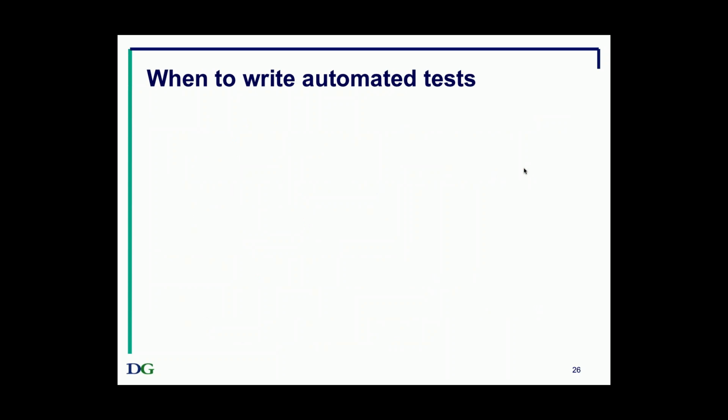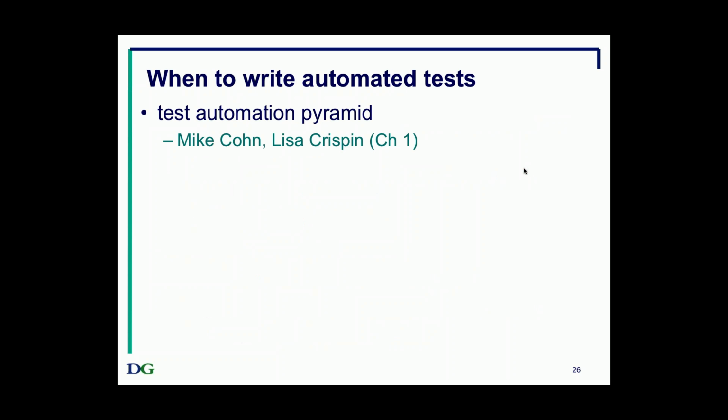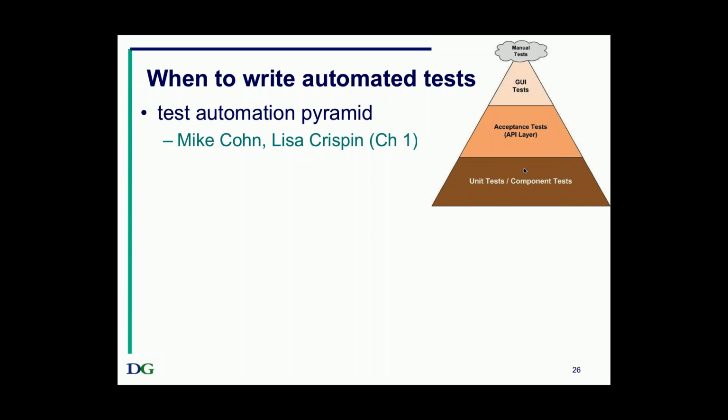So when should we write automated tests? You might be familiar with the test automation pyramid, which was invented by Mike Cohn. Lisa Crispin refers to it in Chapter 1 of the Experiences book. And it looks like this. It makes the point that we are doing more unit and component tests than we're doing API-level tests and GUI tests, which is fine. We have fewer tests at the GUI level, but that doesn't mean none, and it doesn't mean that we shouldn't be doing tests at that level, and it also doesn't mean that we shouldn't be doing automation at all of the levels.